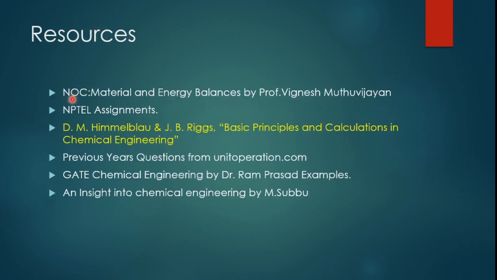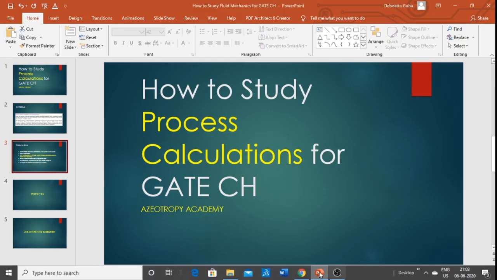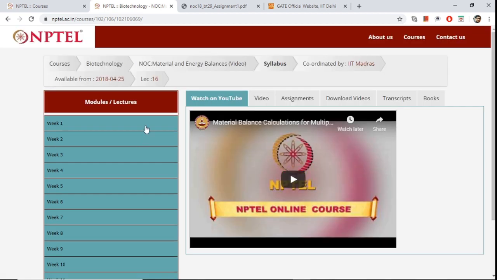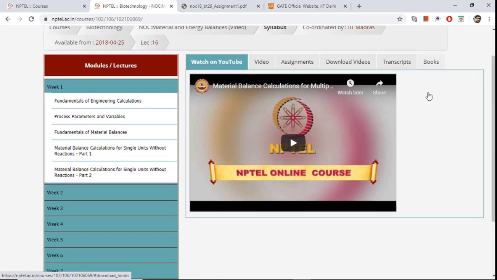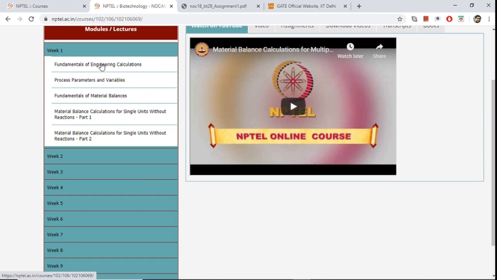Let's talk about the resources. Here also we will be following an NPTEL lecture, that is Material and Energy Balances by Professor Vignesh Muthuvijayan. So let us actually go to that lecture and see what it is all about. So this is the lecture that I am talking about. This is the Material and Energy Balances lecture by IIT Madras, and you can see that it starts from the very fundamentals. Now this is under the biotechnology section of NPTEL. It doesn't matter, it is very helpful for chemical engineering as well.